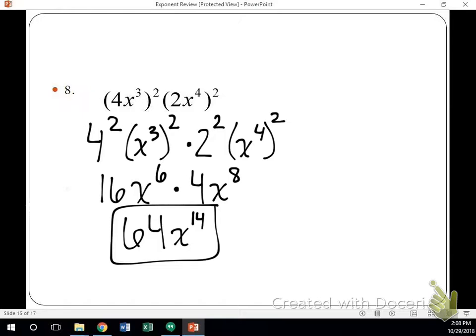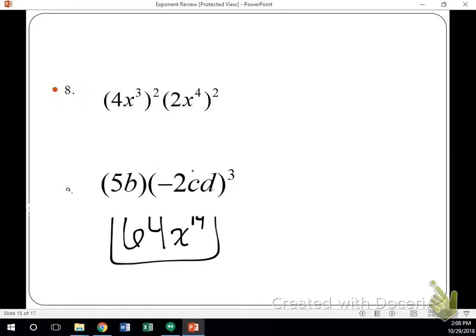Questions before I erase all that and bring back another problem? That was the product rule, right? That was a couple different product rules, yes. And the power rule. Power to a power. All right, let's bring back number 9.